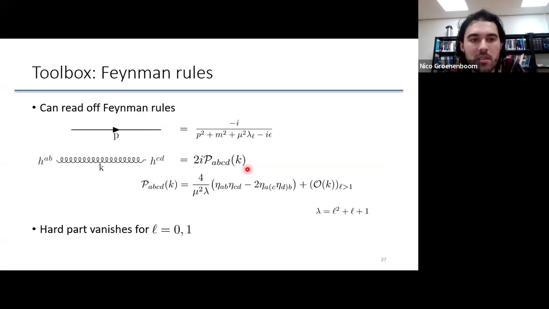And now finally, we can read off the Feynman rules. So the scalar propagator is just the usual Klein-Gordon propagator with the dual masses. And the graviton propagator, we denote by this capital P, which consists of two parts: a soft part that only depends on the matrix, and this effective mass parameter mu squared and lambda, where lambda is L squared plus L plus 1, and the hard part that depends on the graviton momentum that we will see drops out of the calculation in the end. And I want to remark that the hard part vanishes exactly for L equals 0 and 1. So these were the special cases and observations that only this remains.